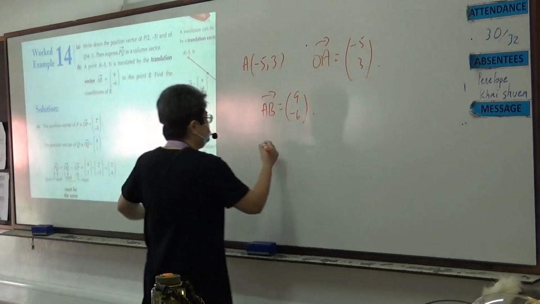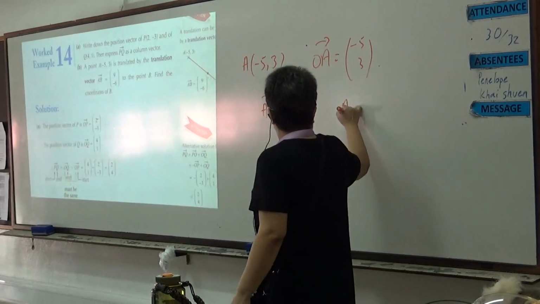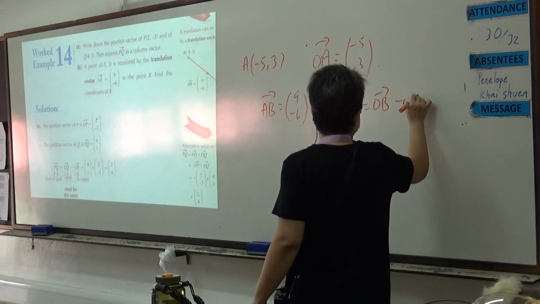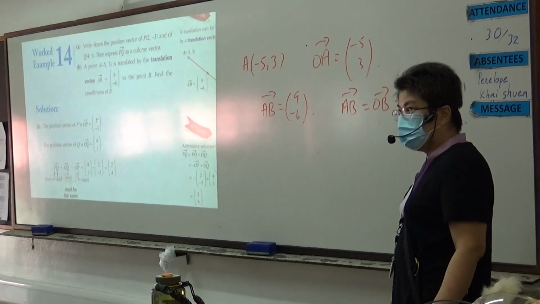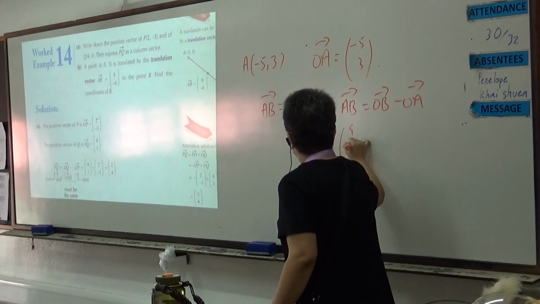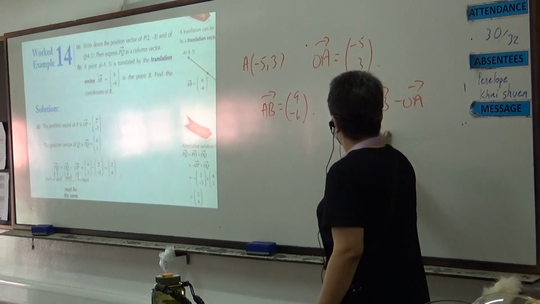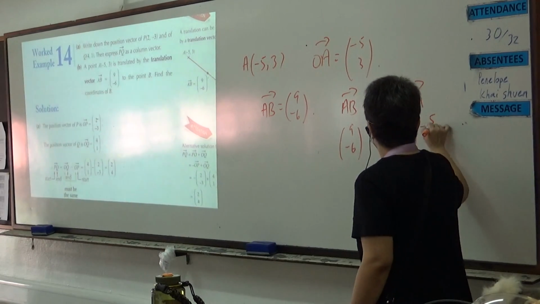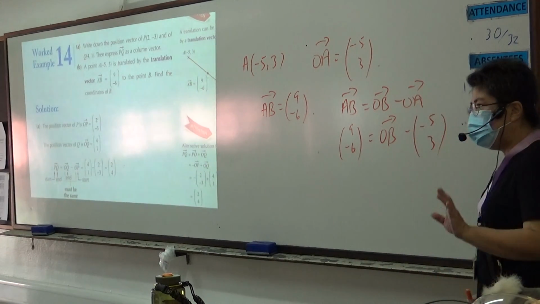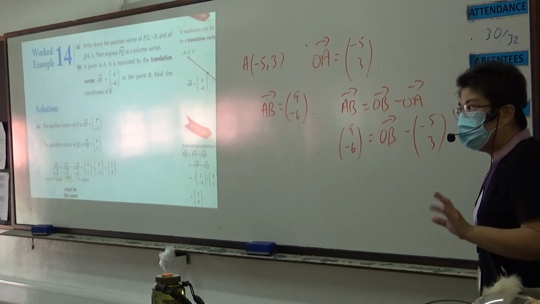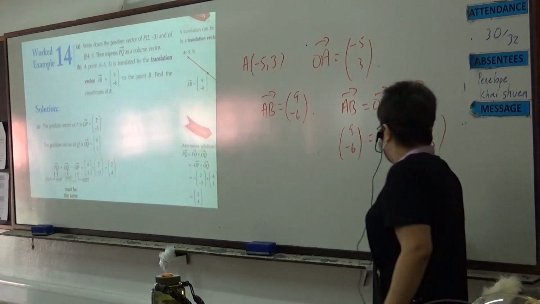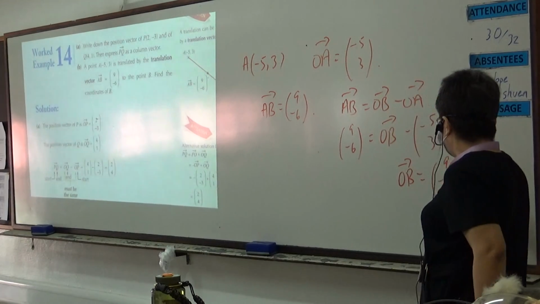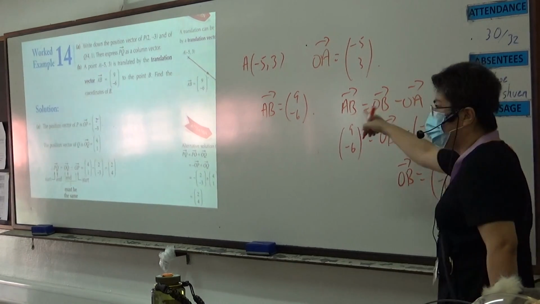Now, all look up. Can you see that AB is actually OB minus OA? Now, AB is (9, -6), right? OB we don't know. Then minus (-5, 3), right? Can you see we have done it like matrices like that? Okay? So, OB will be (9, -6) plus this one, right? Bring over becomes plus, right?